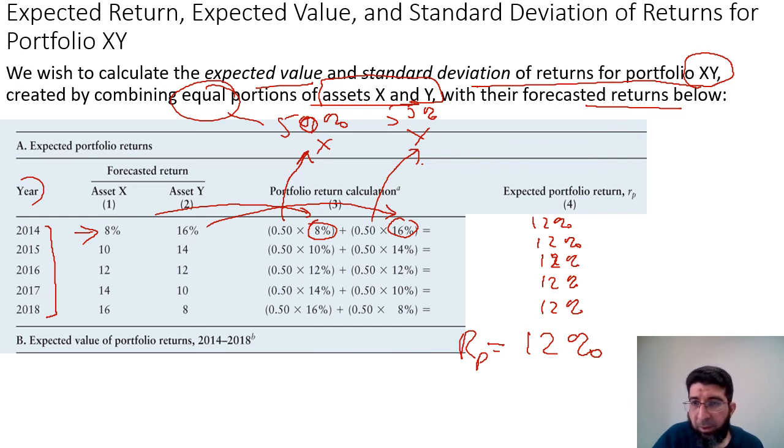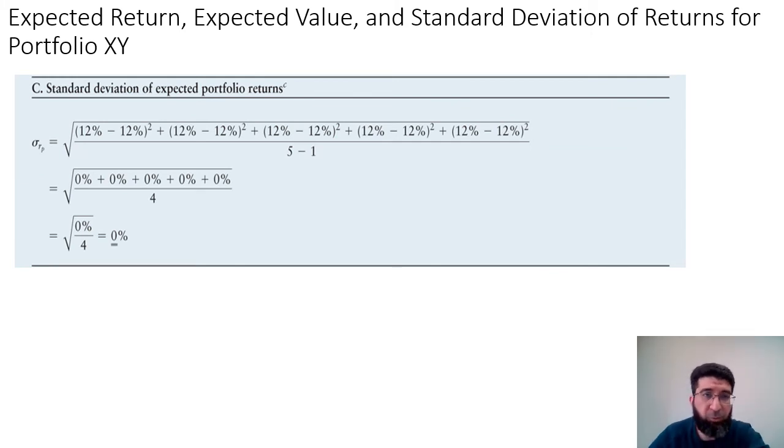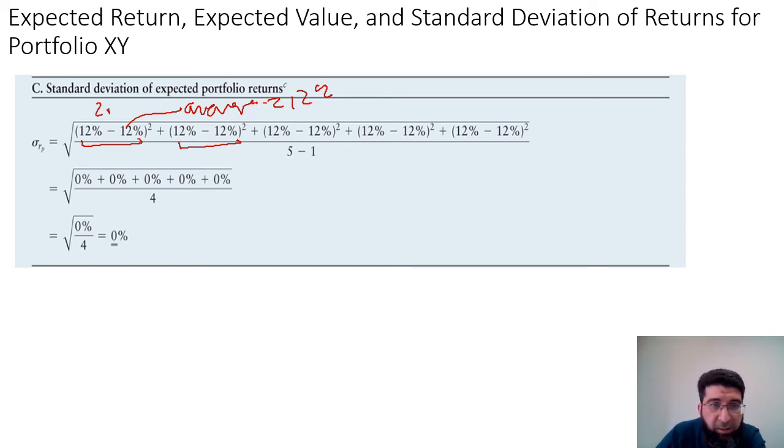So now if it's all 12%, what do we do? We calculate the risk. We see what is the risk of the asset, and using the same standard deviation formula we can calculate for all the assets, and we can see that it is 12 minus 12, because this is the average, which is 12% for the entire portfolio. This is for asset X for 2014, then 2015, 2016, then 2017, and then 2018.